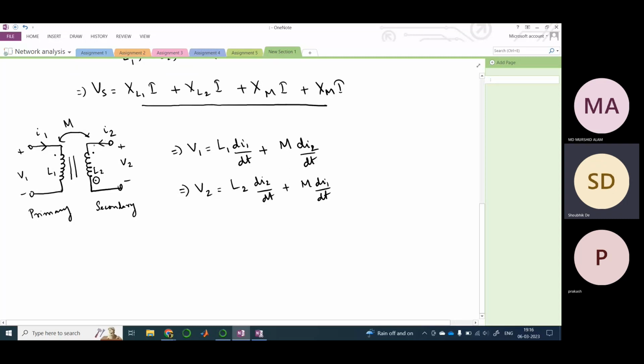Here also the current is entering from the side of the inductor where the polarity is on the upper side. The dot is on the upper side, right? So that is why plus, nothing else. Pretty simple. I hope you can understand that.